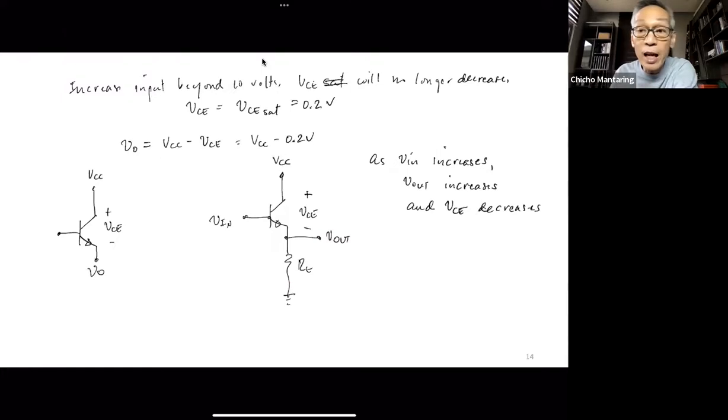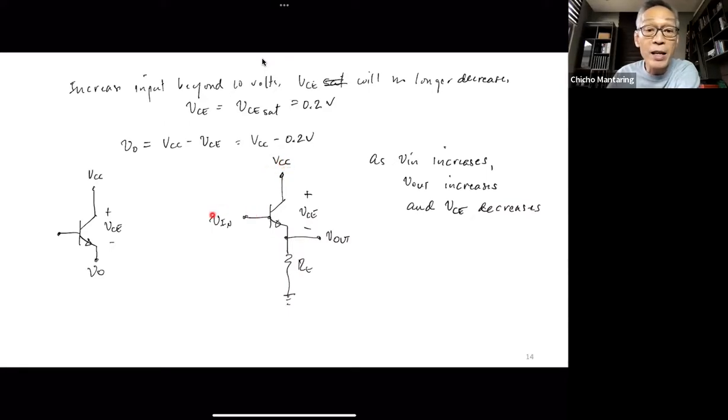When your transistor is in cutoff, what is the value of V out? When your transistor is cut off, the value of V out is equal to 0, right? Because in cutoff you have no emitter current, no collector current, no voltage drop across your emitter resistor, and therefore V out is 0. If V out is 0, what is the value of VCE? VCE is just VCC. That is when the transistor is in cutoff.